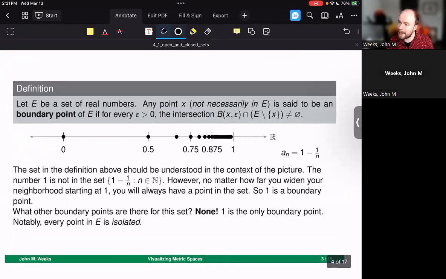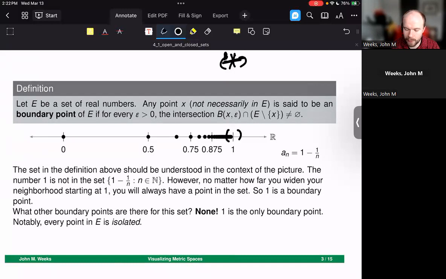Then we move on to talking about boundary points of a set E. Any point x, not necessarily in E, is said to be a boundary point of E if for all epsilon greater than 0, the intersection of the open ball of radius epsilon with the set E, which takes out x, is not equal to the empty set. Essentially, we're saying that something is a boundary point if it doesn't have that same sort of isolated nature that we saw before. That is, no matter how small you make your little epsilon window, even if you take out the value of x, you can always find something else inside of that little epsilon window.